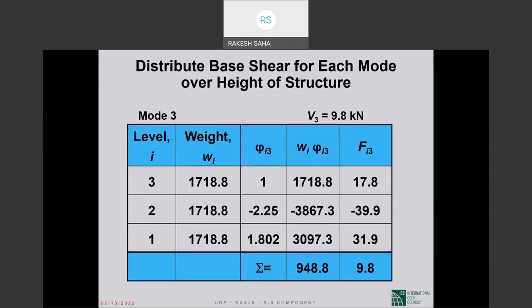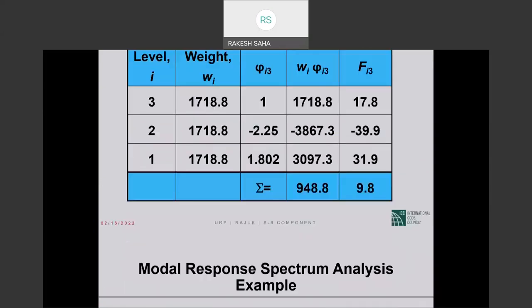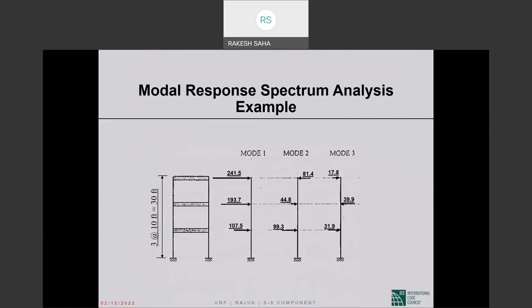The third mode base shear distributed along the height of the structure according to the third mode shape gives us those forces at the three floor levels. There are now two zero crossings. We go from positive to negative back to positive. And the sum of the three is the 9.8 kilonewtons of modal base shear. Okay. So this is more or less to scale what we have established.